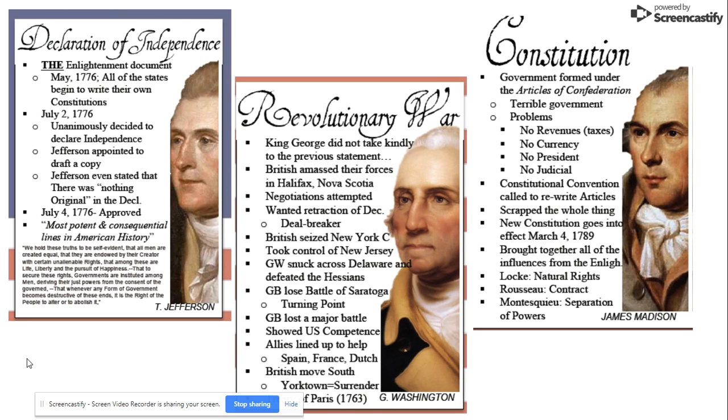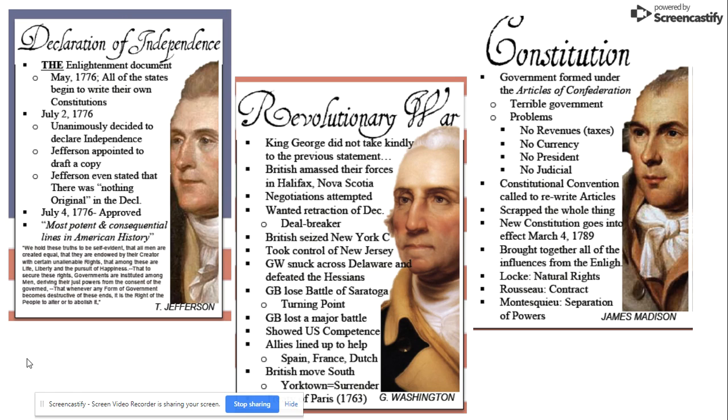Then we get help from the Spanish and the Dutch. Britain starts to move south to try to take the southern colonies, and then finally they surrender after the Battle of Yorktown. And because France helped us so much by sending us money and troops, they go into debt, which kind of causes their lovely little revolution.